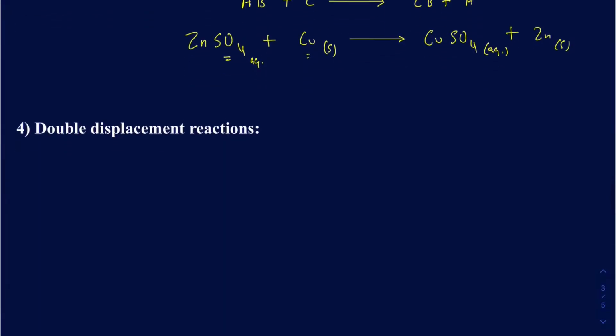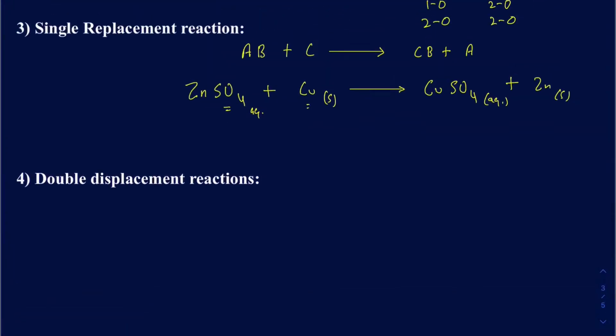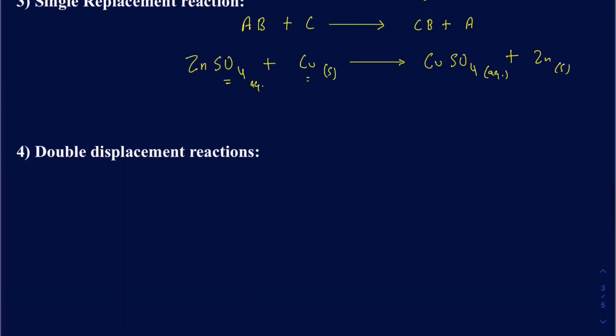Okay, so then you can have the double replacement reaction. As the name specifies, the difference between the single replacement and double displacement is that you'll have two swaps in double displacement. So suppose I have AB reacting with CD, and that goes on to make AD plus CB.